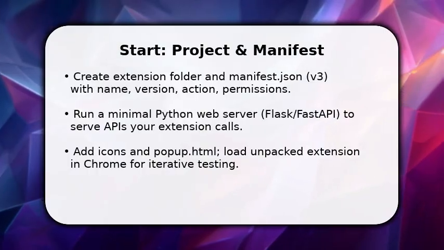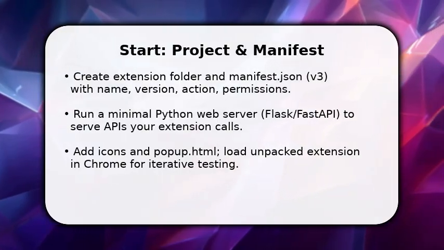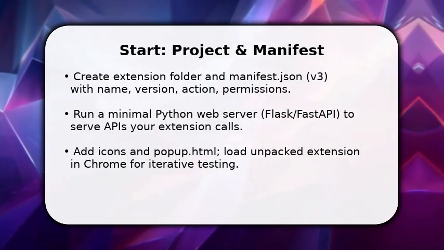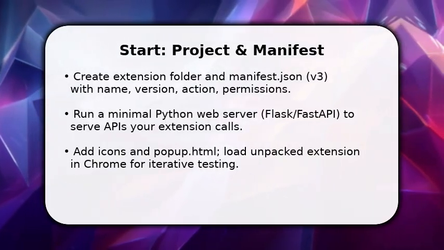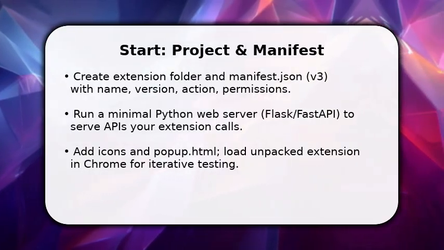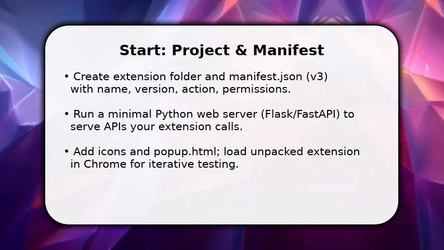You begin by creating the extension folder and a manifest JSON v3. This tells Chrome what your extension does and which permissions it needs. Then set up a Python backend, Flask or FastAPI, to handle heavier logic and expose endpoints your extension will call. Once done, create a simple pop-up.